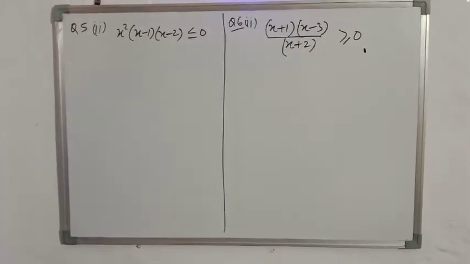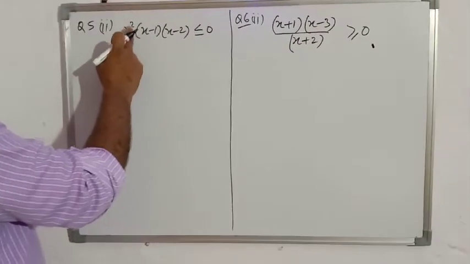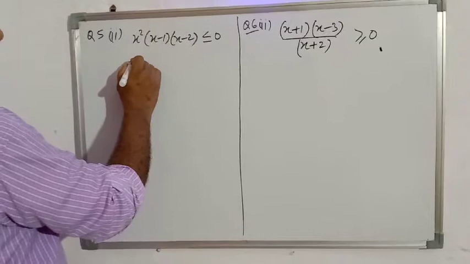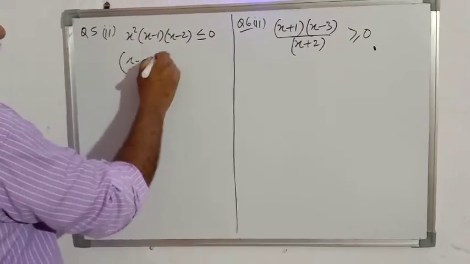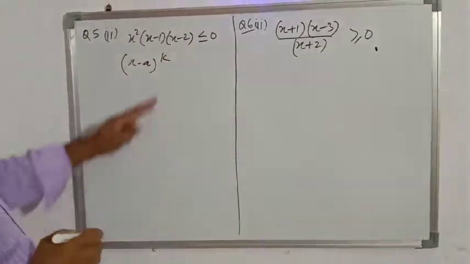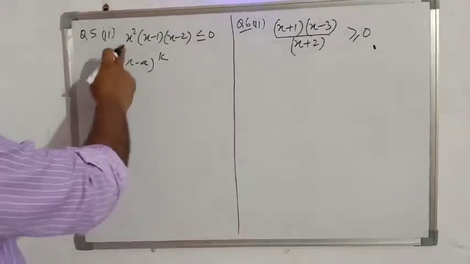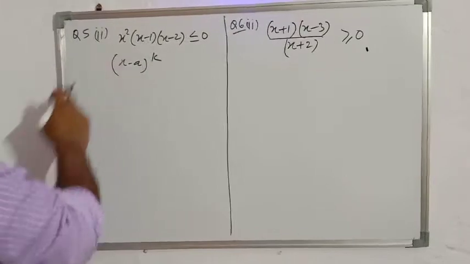Question number 5, second part: x square into (x minus 1) into (x minus 2) less or equal to 0. Here x to the power 2 is given. Power is even. I have told you, if (x minus a) to the power k is there and k is even, then we have to ignore it. So here x to the power 2 is given, we can ignore it.